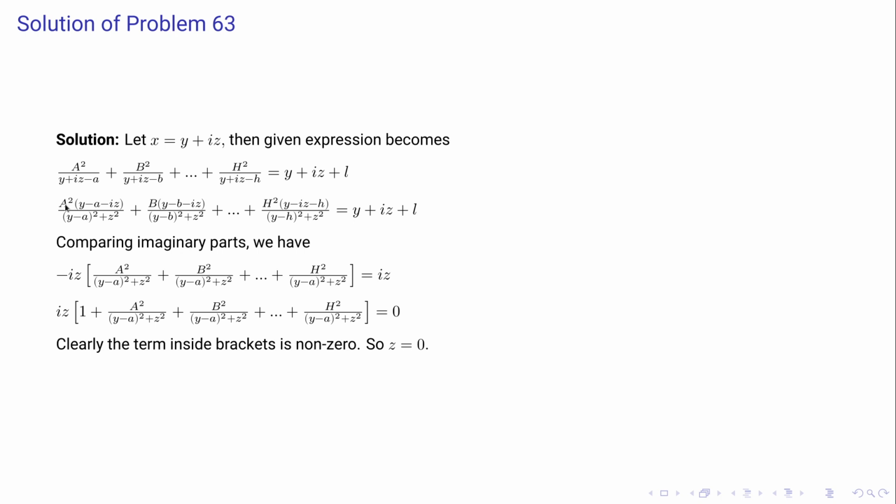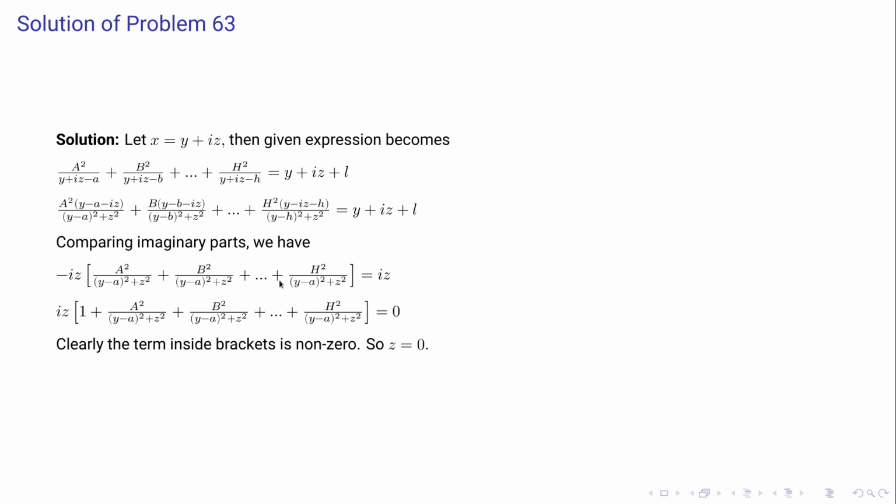So the equation will become a square into (y minus a minus iz) by ((y minus a) whole square plus z square) plus b square into (y minus b minus iz) by ((y minus b) whole square plus z square), and so on. So you see, the term (y minus a) into a square will be real, and so on. Only iz into a square will be imaginary, and iz into b square, this should be b square, it's a typo. So what we do is we compare imaginary parts and we get minus iz times a square by ((y minus a) square plus z square) plus b square by ((y minus b) square plus z square), and so on.